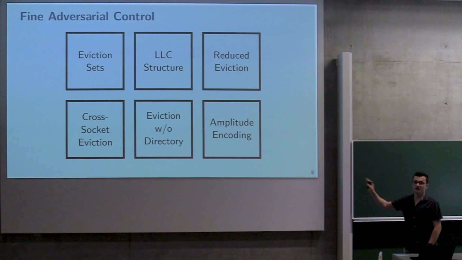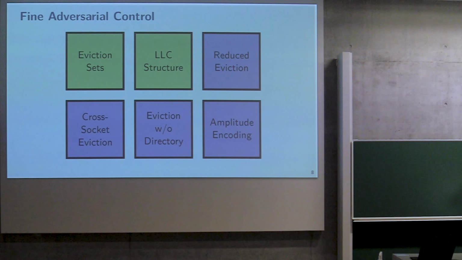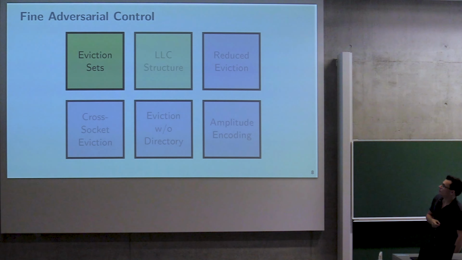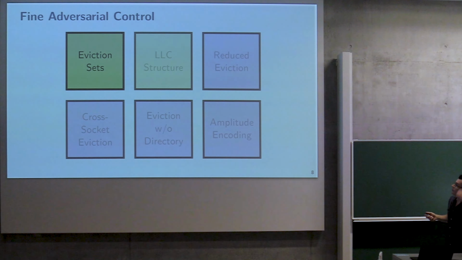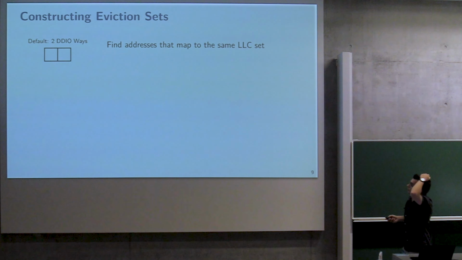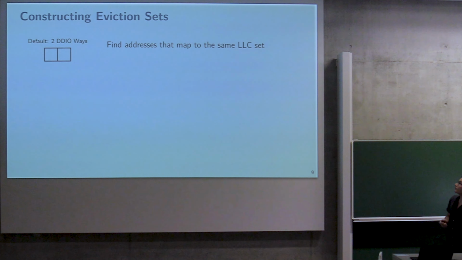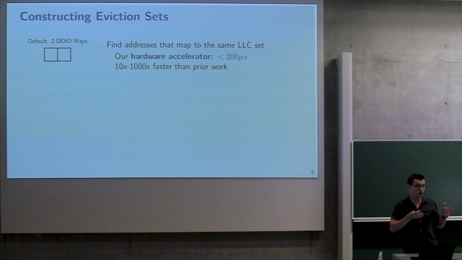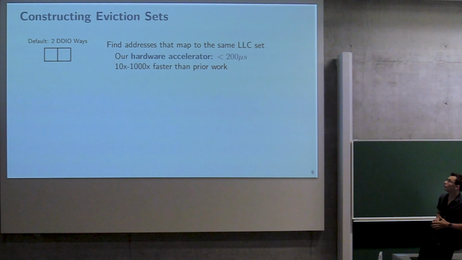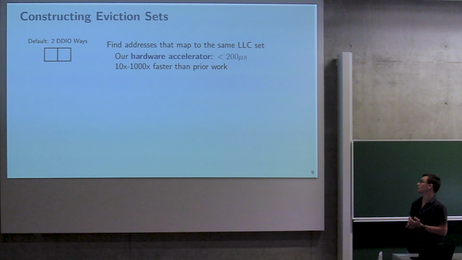So we have a few implications in the paper of this fine-grained control. In this talk, I'll probably only have time to go over two in detail. So let's look at the eviction set problem first. The eviction set problem basically amounts to finding at runtime addresses that map to the same last level cache set. And our hardware accelerator on the FPGA achieves doing this in under 200 microseconds, which is between 1 and 3 orders of magnitude faster than prior work.